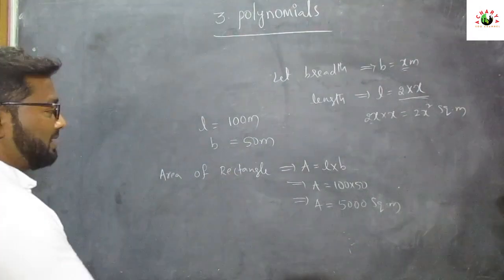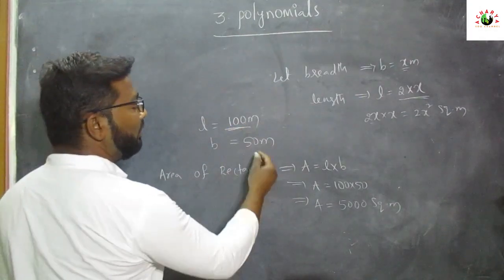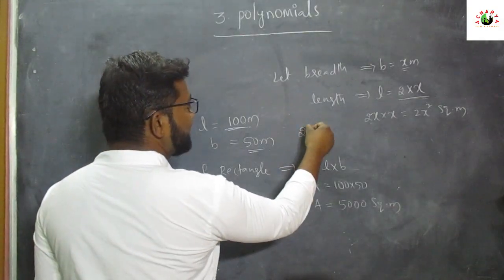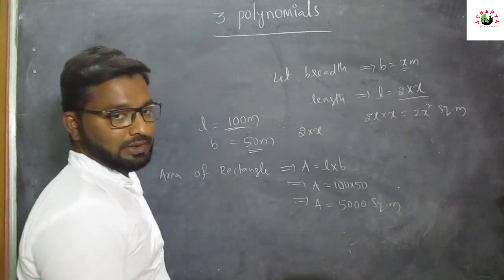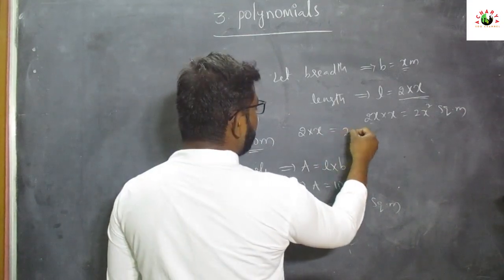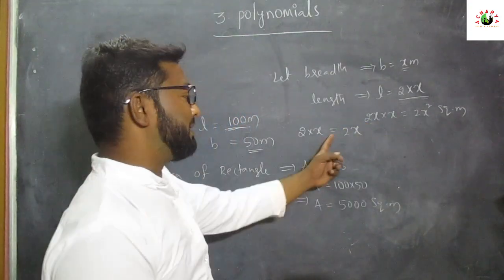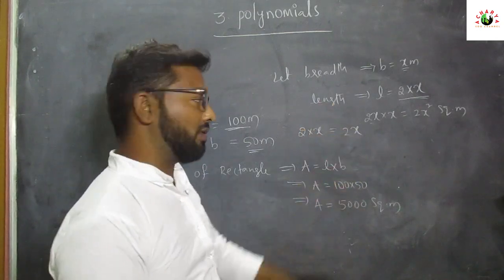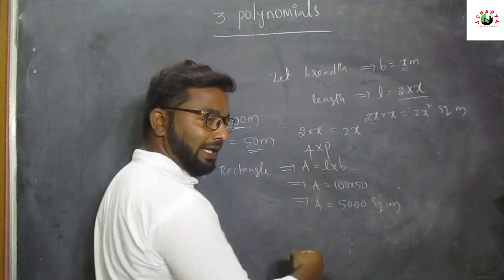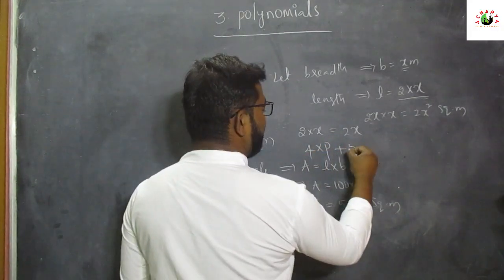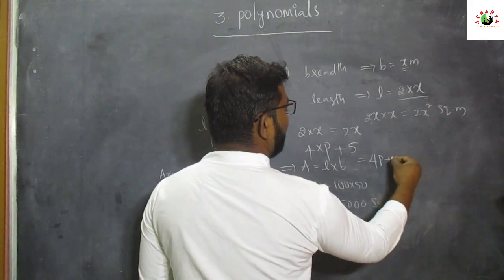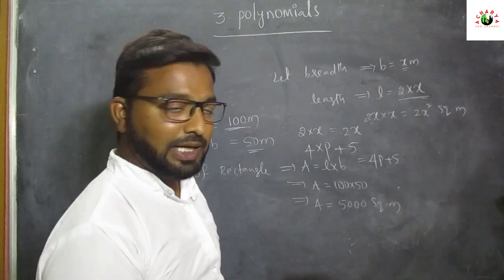Just now I said 100 is a value and 50 is a value. For example, when a value is multiplied with any variable, simply we can write it as 2x. 2x is an algebraic expression. And one more example: the value 4 is multiplied with any variable p and added to 5. That is equal to 4p plus 5, also an algebraic expression.